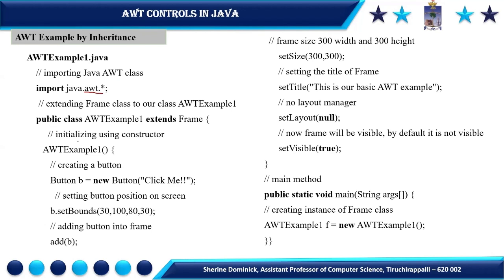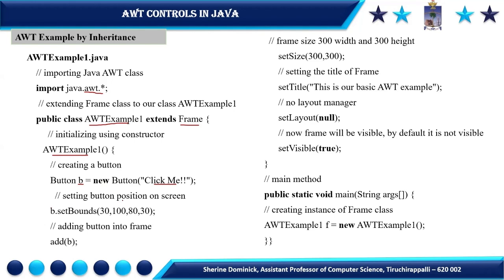So this is our class, AWTExample1. We are extending the frame class. When we extend, we are using inheritance to bring in the concepts that were present inside frame into our example. Then initializing using a constructor. We are using the same name as the class for the constructor so that we can go forward with the direct implementation. Now we are creating a button. To create a button, for the class Button, I'm creating an object b. And within that, I'm giving the message "click me".